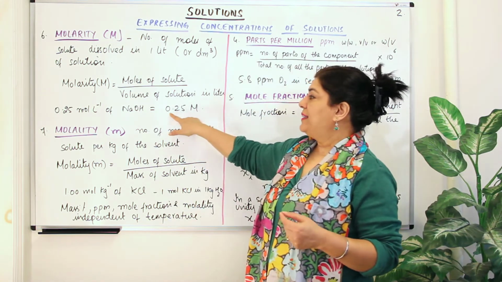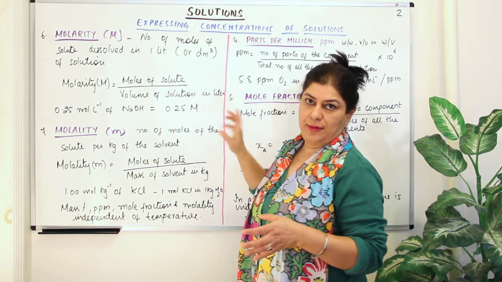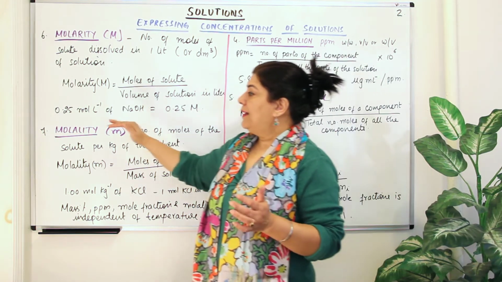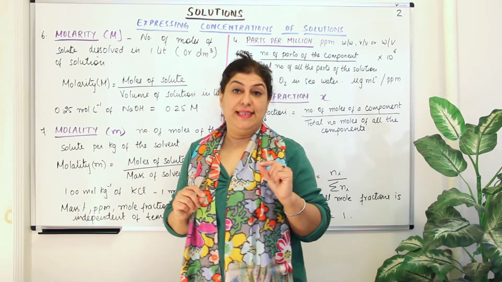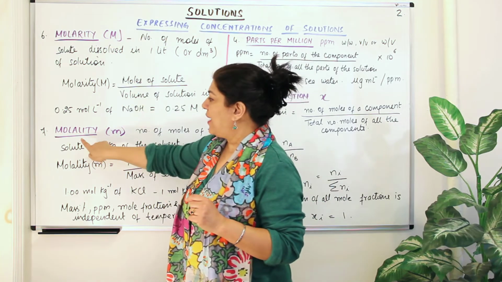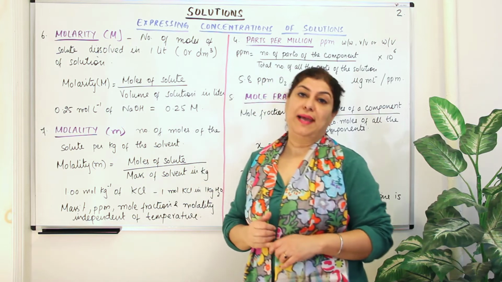So, and I would write it as 0.25 M NaOH, where M is capital. The last way of expressing the concentration is in terms of molality. Molality, instead of R, you have an L here, molality. And it is represented by small m.